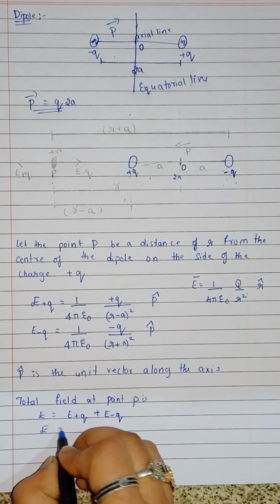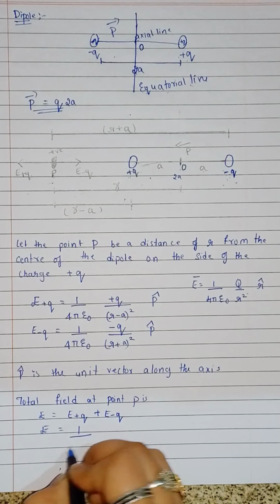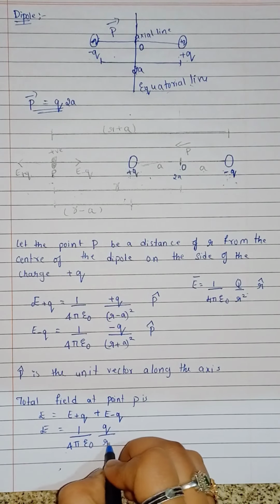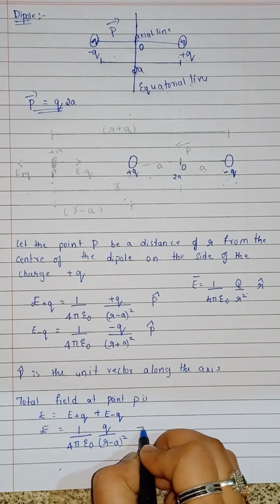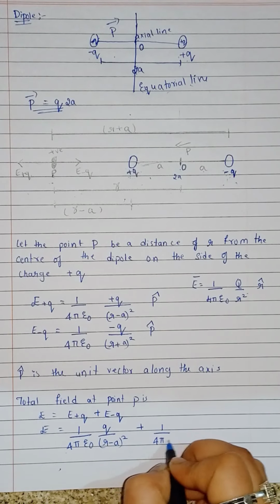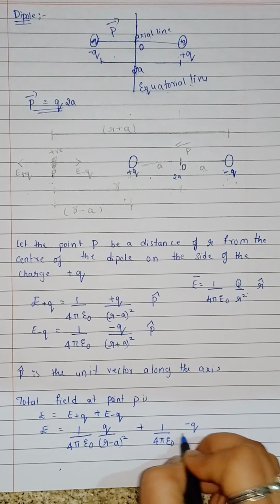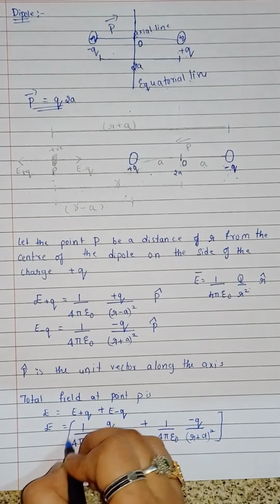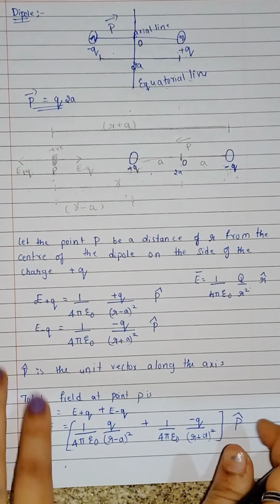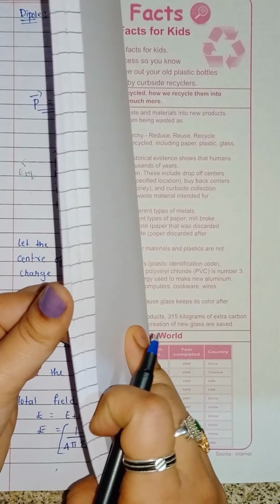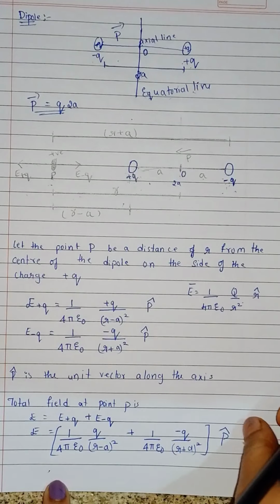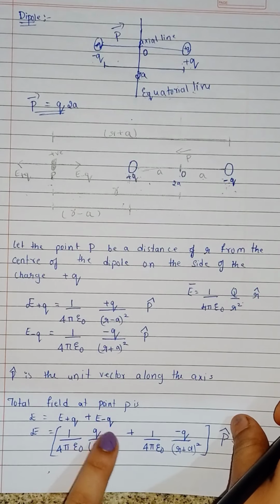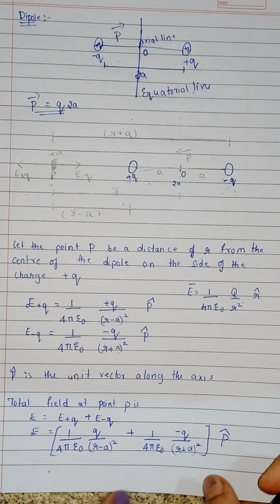Okay, we'll substitute. So the electric field due to the positive charge is 1 by 4 pi epsilon naught q by (r minus a) the whole square, plus 1 by 4 pi epsilon naught minus q by (r plus a) the whole square, and p cap is the unit vector. Okay, and the next one is the common terms we have to see. 1 by 4 pi epsilon naught is common and q is also common. We'll take out q by 4 pi epsilon naught outside.